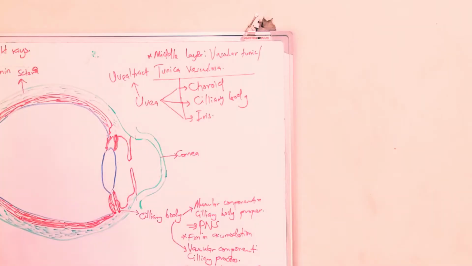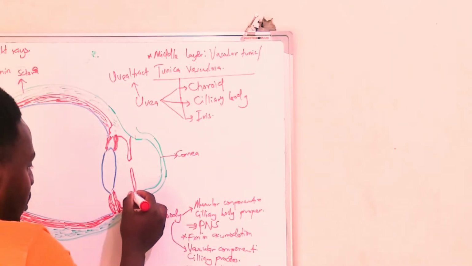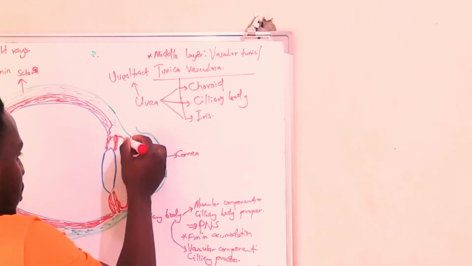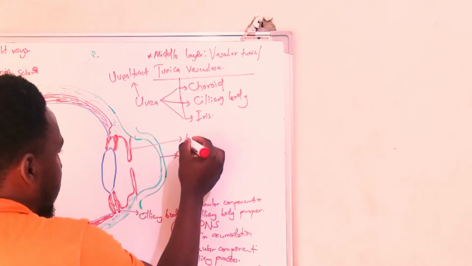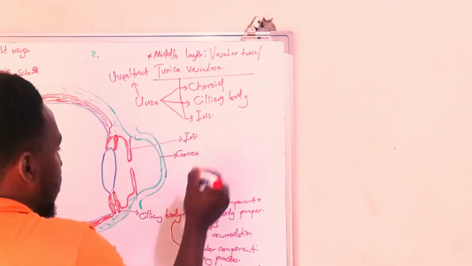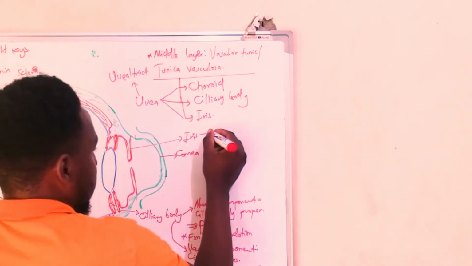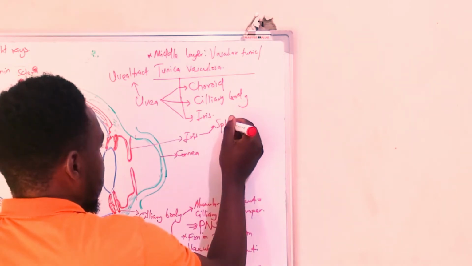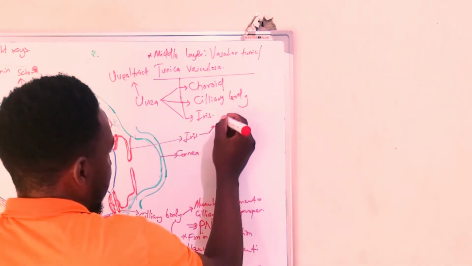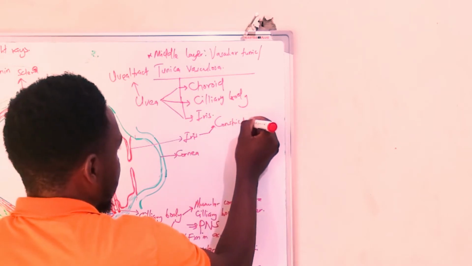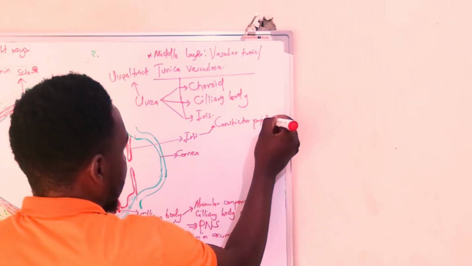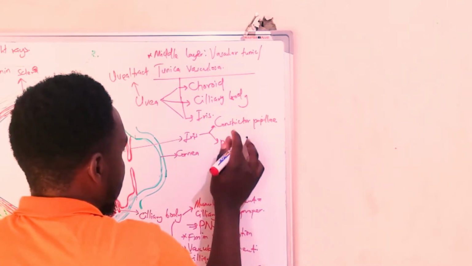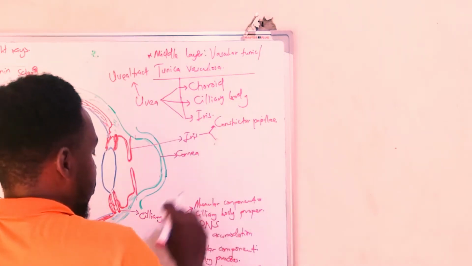Then, as this extends anteriorly, they form the iris here. The iris is made up of muscles, the sphincter or constrictor pupillae and the dilator pupillae muscles.